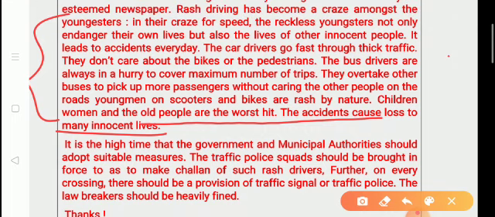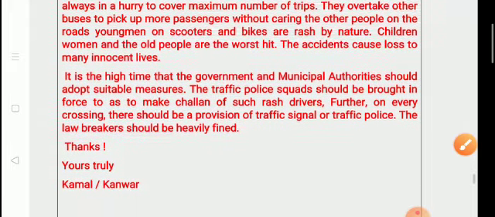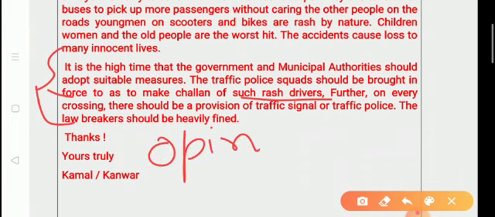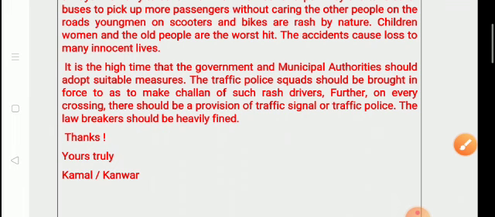It is high time that the government and municipal authorities should adopt suitable measures. The traffic police squads should be brought in force to make challan of such rash drivers. Means you give your opinions and what government should do. Further, on every crossing there should be a provision of traffic signal or traffic police. The lawbreakers should be heavily fined.